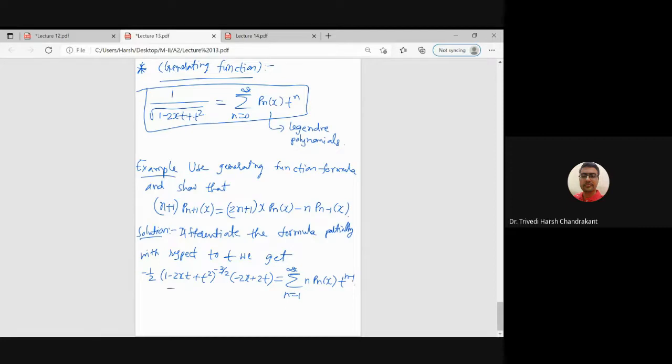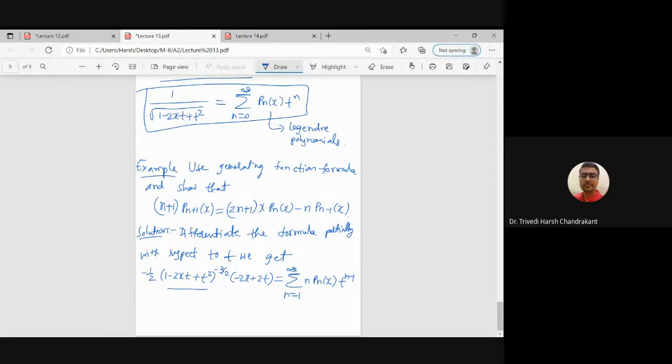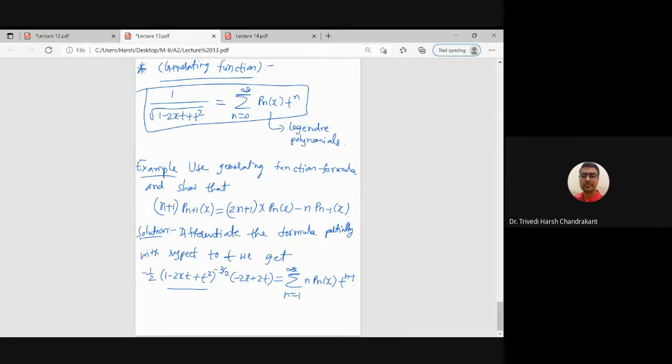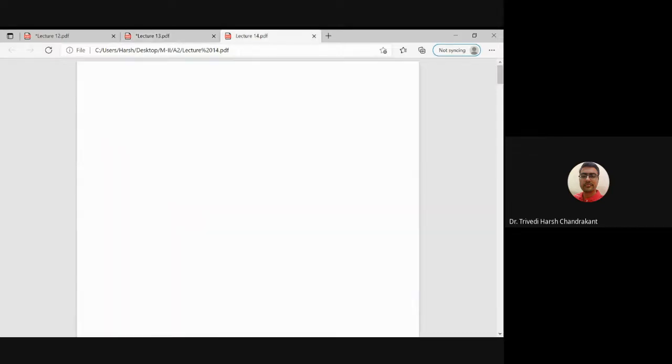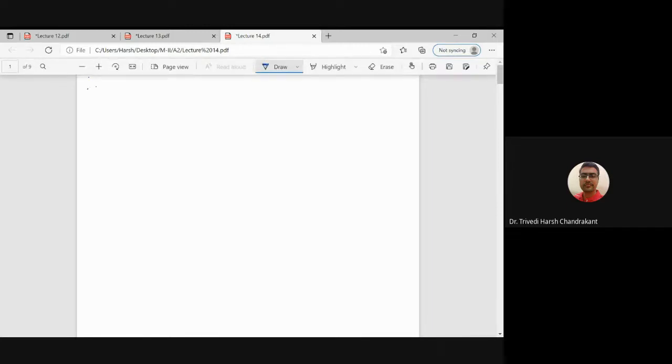Now this particular term we can separate in two parts, because it is power minus 3 by 2, so we can write it as power minus half and power minus 1. So we shall get (1 minus 2xt plus t square) power minus half, (1 minus 2xt plus t square) power minus 1 plus t square.